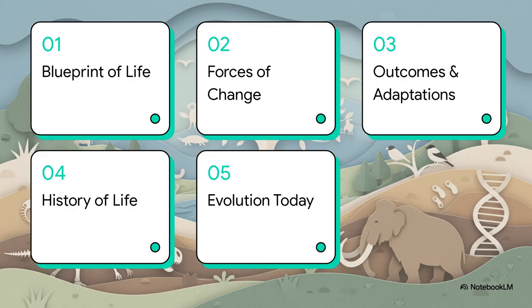To make sense of all this, we're going to map this massive story out into 5 really digestible chapters. We'll start with the blueprint of life, move into the forces of evolutionary change, explore outcomes and adaptations, trace the history of life, and finish up with evolution in action today.